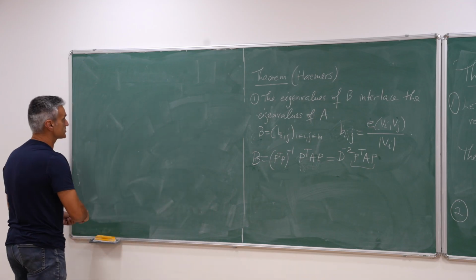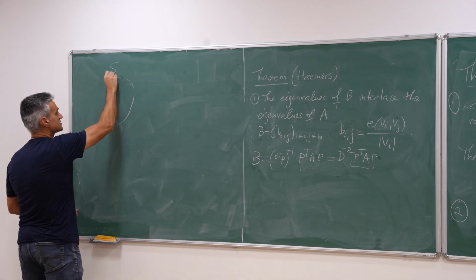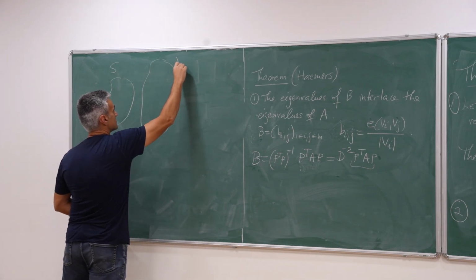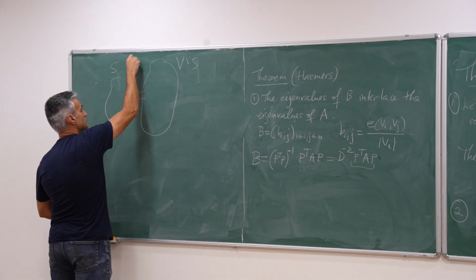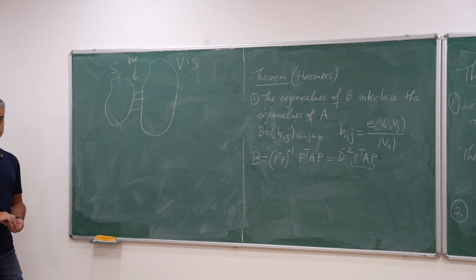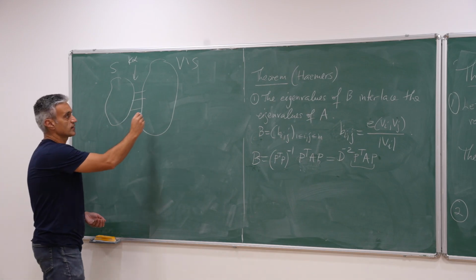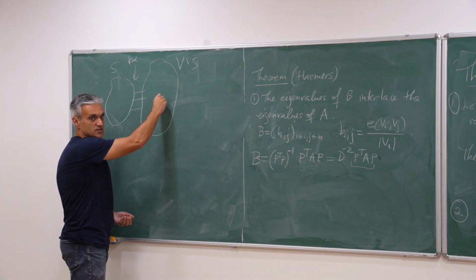So let's do it separately. This is S, this is V minus S. In between, I know I have K alpha, okay? What do I want to calculate? I want to calculate the average degree inside here.